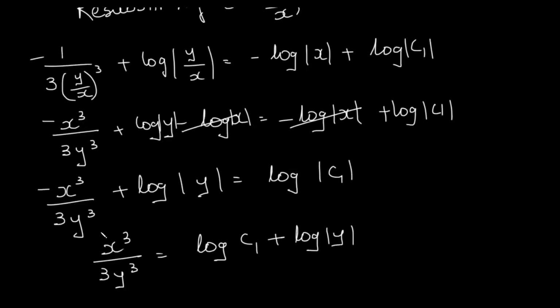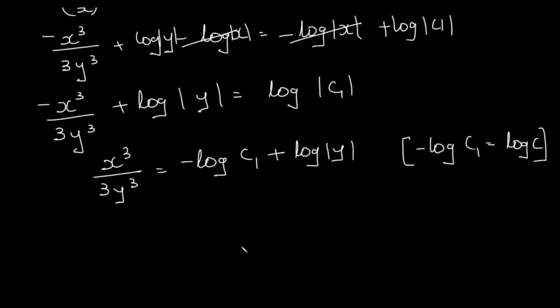Or on the other hand, what I can tell you is that minus x cube upon 3y cube is taken to the RHS and log c1 can be brought to the LHS. So now this becomes this way. Now minus log c1 is as good as another constant and we write it as log c, another constant, and therefore we get the answer as they have given in the textbook. That is why we are doing all these steps over here. So x cube upon 3y cube is equal to log c plus log y.